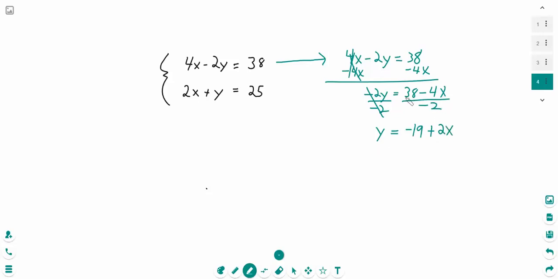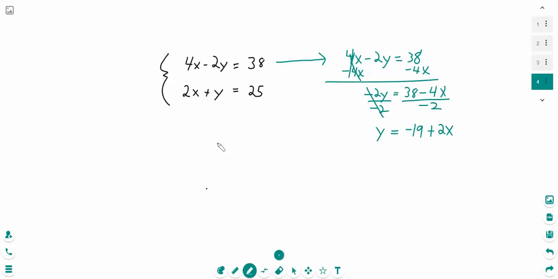Hopefully you see that. I'm just dividing every term in the numerator by the denominator. That's legal. I can do that. So 38 divided by negative 2 is negative 19. And then negative 4x divided by negative 2 is a positive 2x, because a negative divided by a negative is going to be a positive. 4 divided by 2 is 2. All right? So hopefully you see how I got that. Now we know what y is equal to, at least in terms of x.